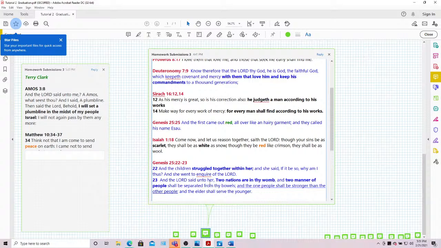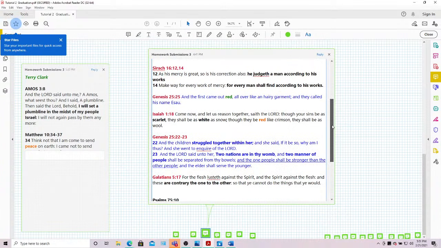And the Lord said unto her, so 2 nations are in thy womb, and 2 manner of people shall be separated from thy bowels. So 2 manner, then one is going to be different from the other. And the one people shall be stronger than the other people, and the elder shall serve the younger. Then we know that the flesh is weak. Spirit is what's strong. So you have one child within her that's in the flesh, and another one that's in the spirit. And that's why they're struggling together inside of her, because they're contrary one to the other, the spirit against flesh.